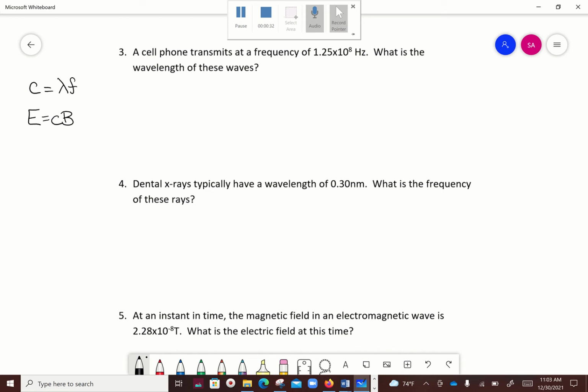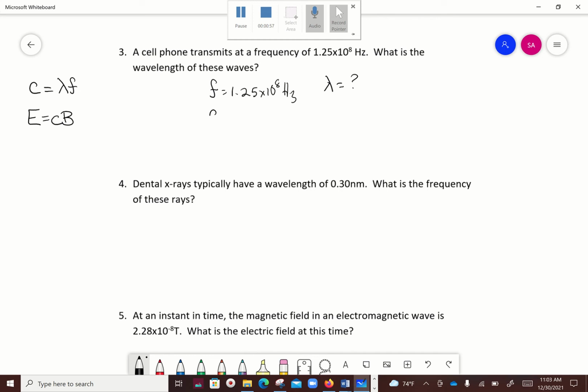So these equations are basically plug and chug. I just plug and chug using these two equations. All right, so I've got a cell phone that has a frequency, that's f, of 1.25 times 10 to the 8 hertz. And we're asked what's the wavelength. So that's lambda.